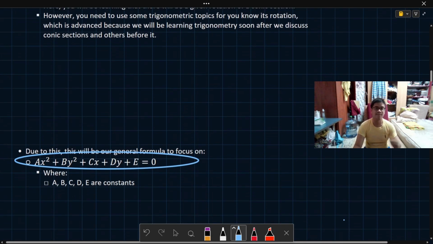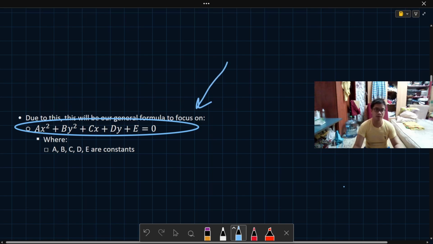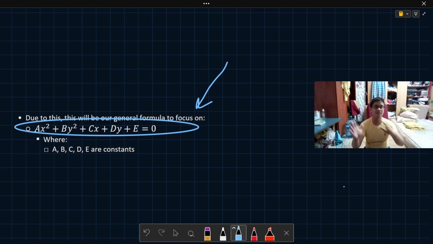And if you're asking me why we are focusing on this one, it's because I already explained to you, if we put xy, it will be an advanced topic. So for basic learning and to base it on the K to 12 curriculum, we're going to focus on that part. Don't forget the xy, just don't forget x squared, y squared, x, y, and the constant term. So we focus on x squared, y squared, x, y plus E. So let's go back to the topic.